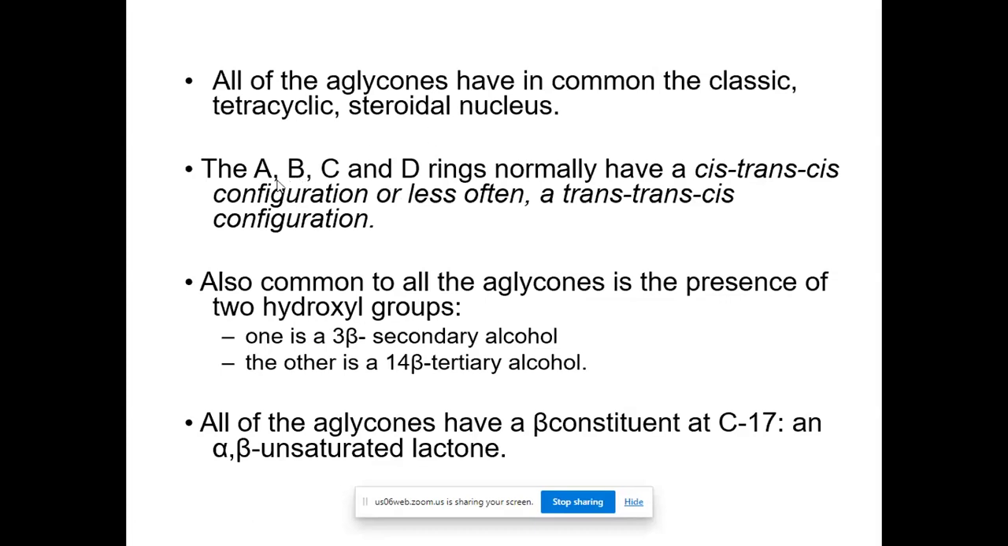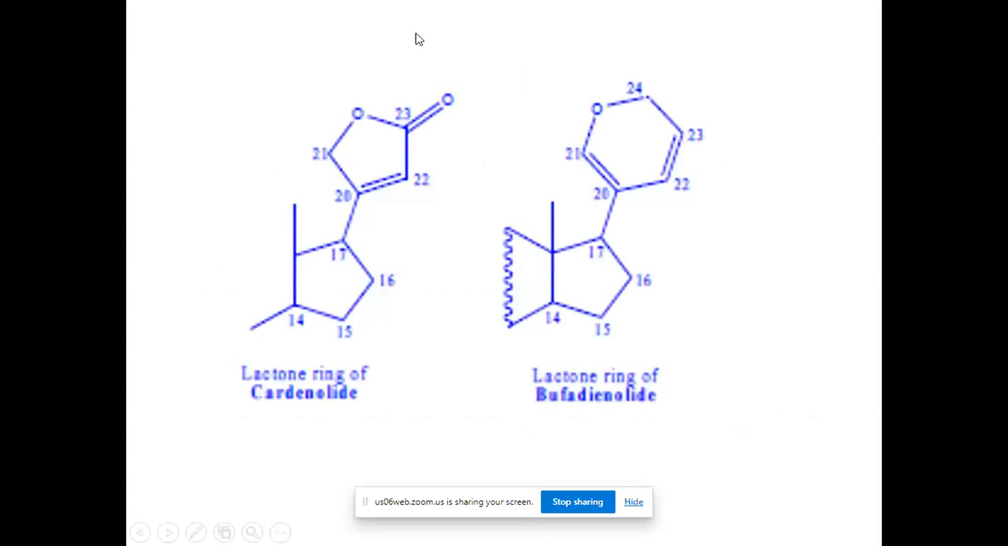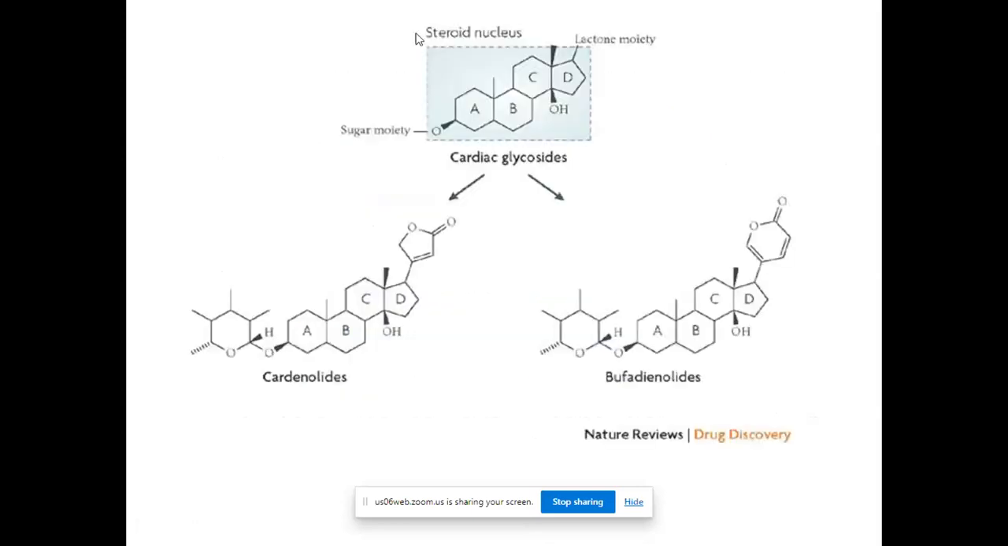The configuration is usually cis because the steroid ring is saturated, and then on the 3rd carbon, it's beta bonded to the glycone part, and on the 14th carbon, we have an OH, which is beta bonded as well. And on the 17th carbon is the one that is linking to the lactone group. So these are the structures of the cardenolides and the bufadienolides.